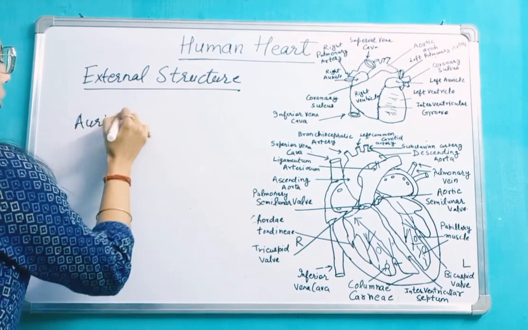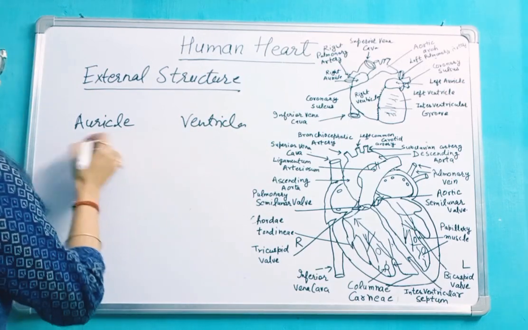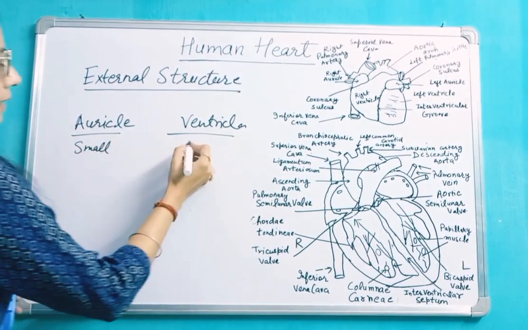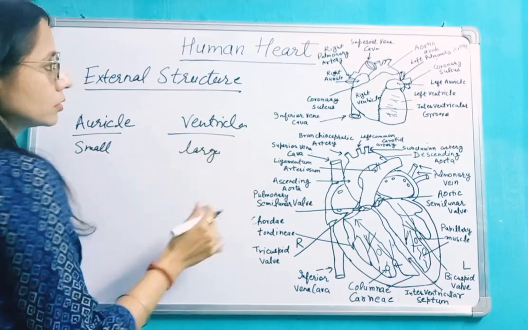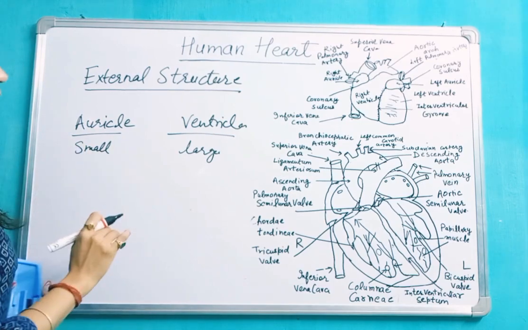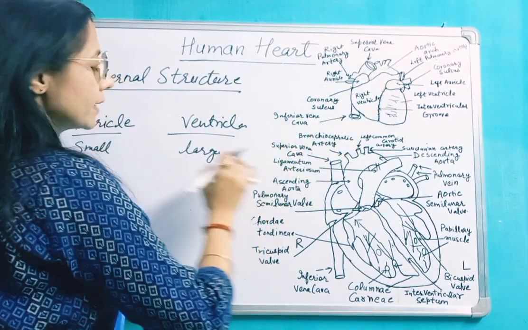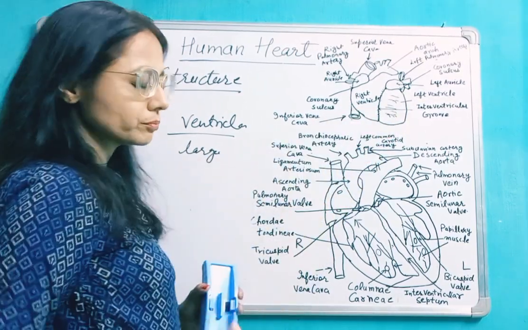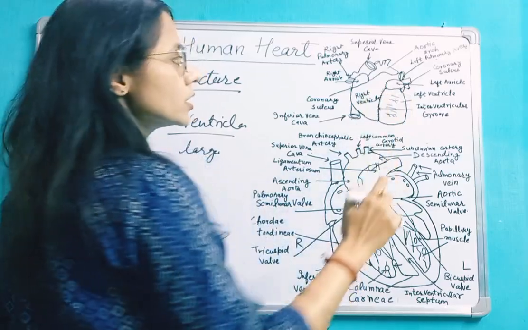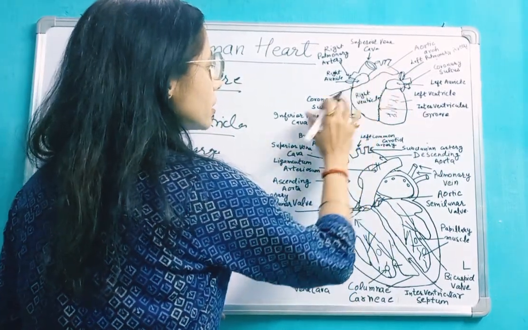The first one is your auricle, the next one is your ventricle. Okay, the auricle is the small part and the ventricle is the large part. The auricle is on the upper side, and the ventricle is on the lower side. Okay. The auricle and ventricle are demarcated externally by the coronary sulcus.